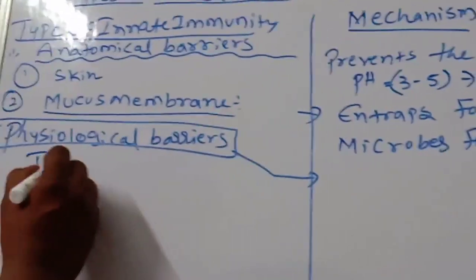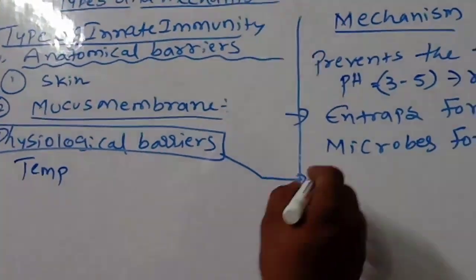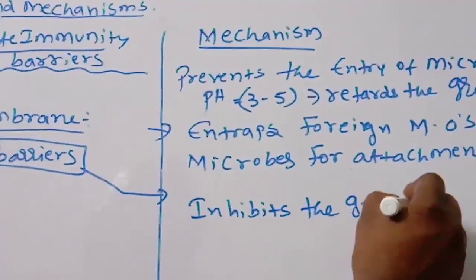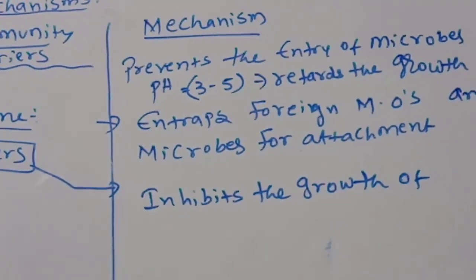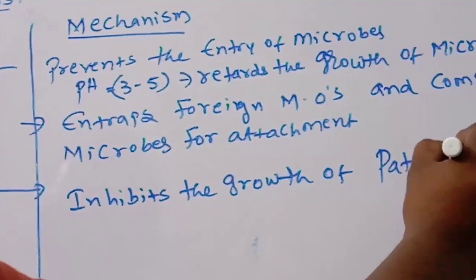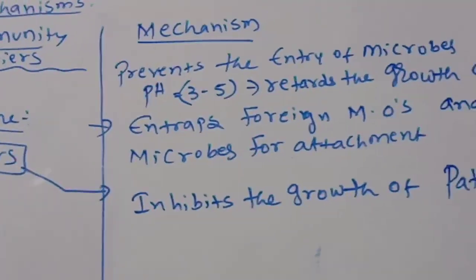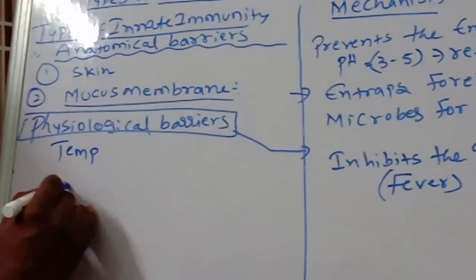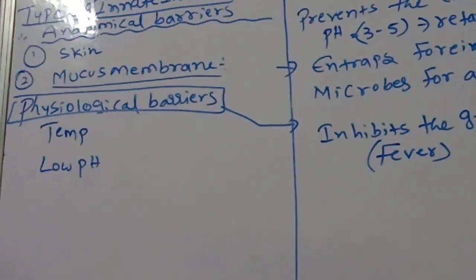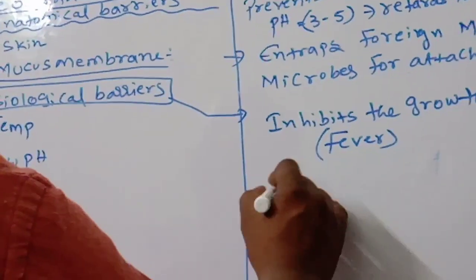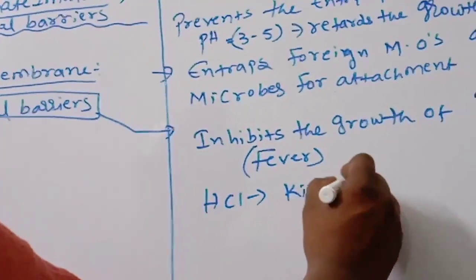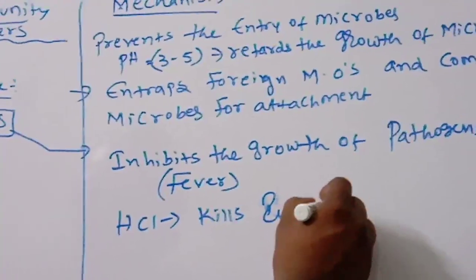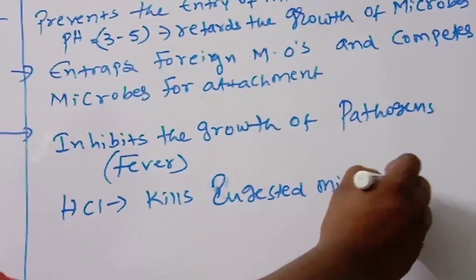Physiological barriers. Number one, temperature: it inhibits the growth of the pathogen. Next, fever is also very good for us to inhibit pathogens. Next, low pH: the acidity of HCl kills the ingested microbes. Okay, children.